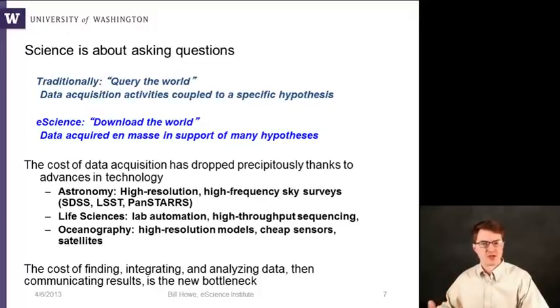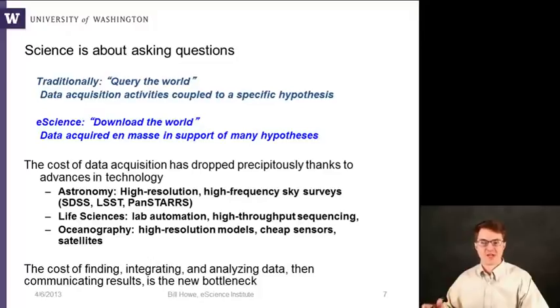But eScience has really shifted a bit where now you're downloading data en masse. You're downloading the world first, putting it into some sort of representation in the computer, and then querying that database to test your hypotheses. And so the data can be acquired independent of any specific hypotheses in some cases. And this is due in part to the cost of data acquisition dropping precipitously thanks to advances in technology, right? So the telescopes you can build now, that we'll talk about in the next couple of slides, can acquire enormous amounts of data at very high resolution.